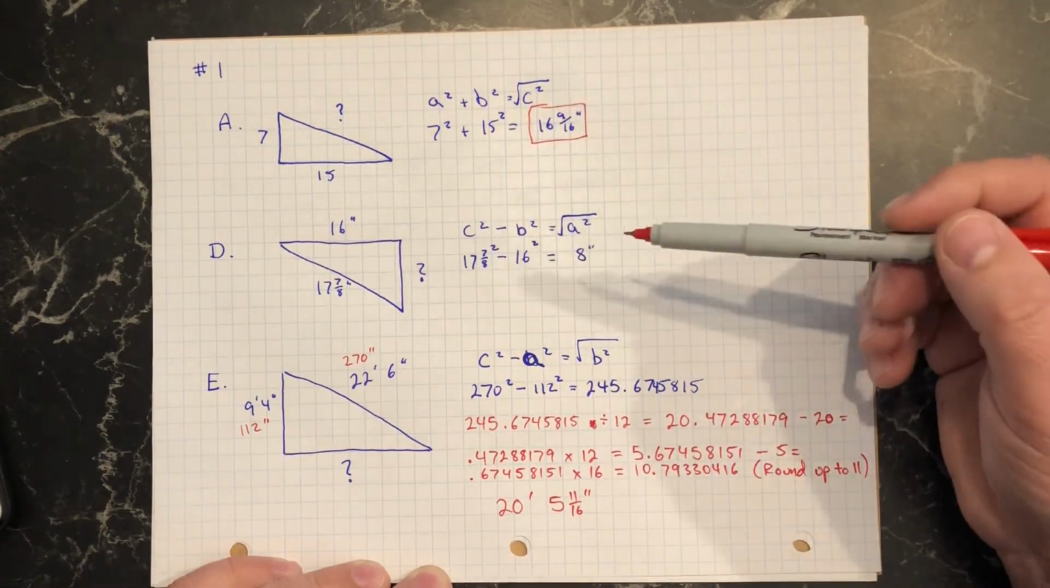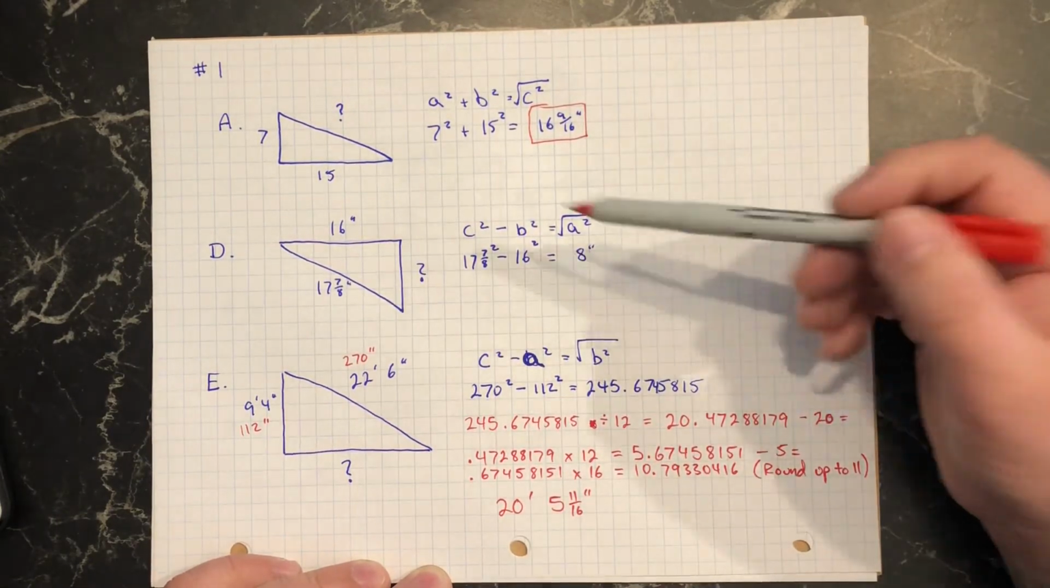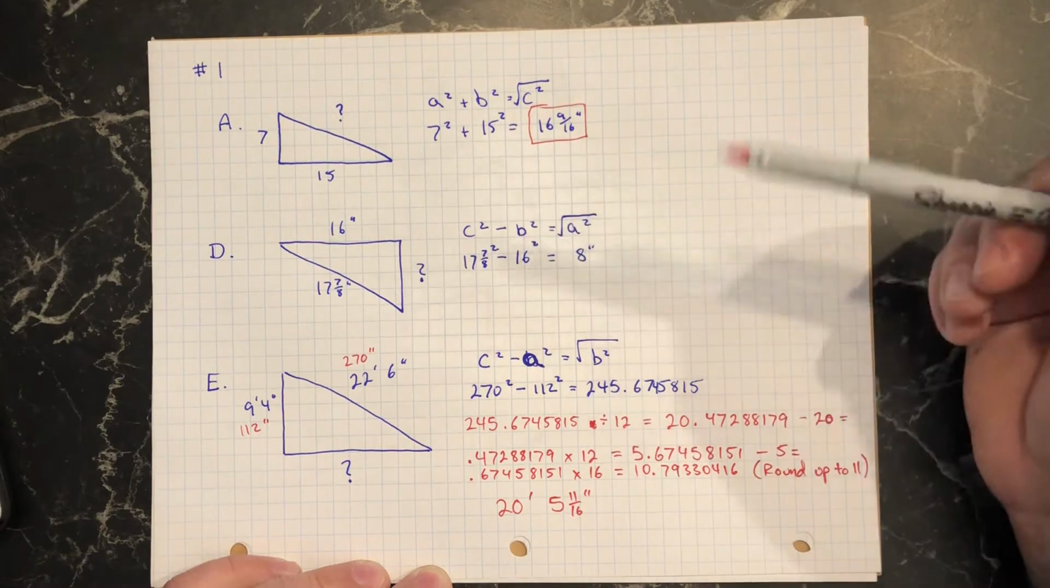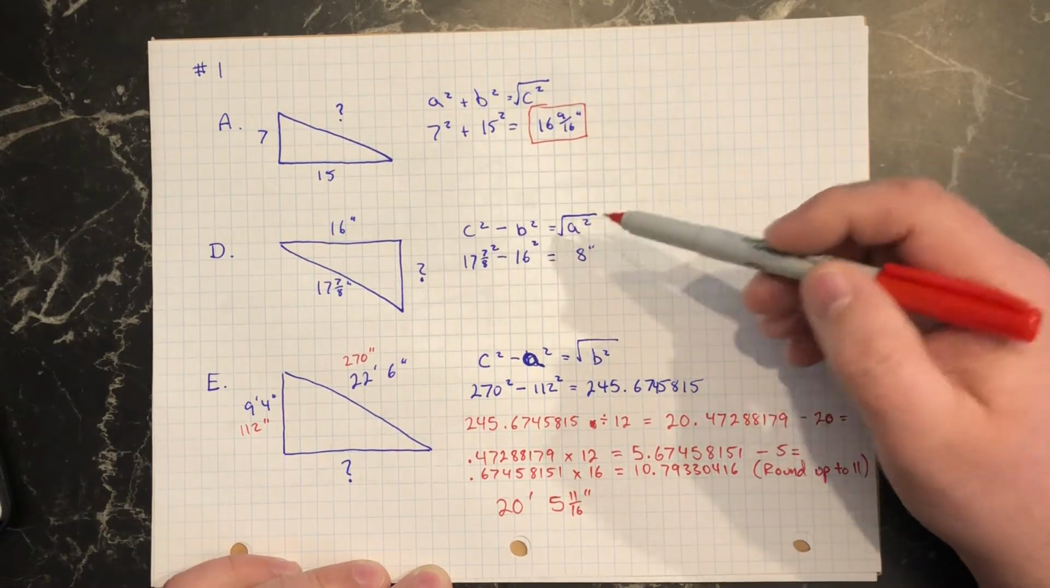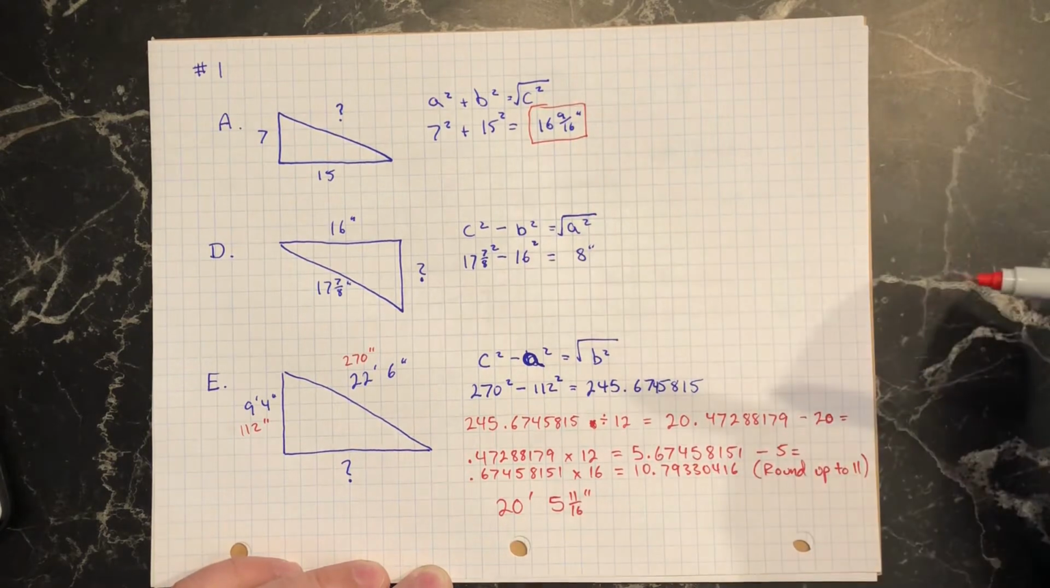D is one where it was upside down, and it already gives us a hypotenuse. So that one's going to be c squared minus b squared is a squared, and then you square root it, and if you plug the numbers in there, it gives you 8 inches.